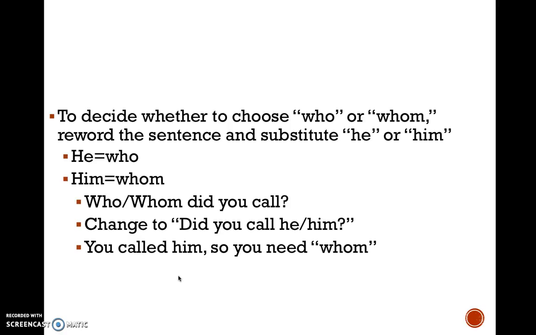So should you say who or whom if you were asking the following question? Who or whom did you call? Well, let's modify that sentence to did you call he or did you call him? Well, you would say, did you call him, right? Therefore, you would use whom there. So you called him, so you need whom. So it's whom did you call, right?